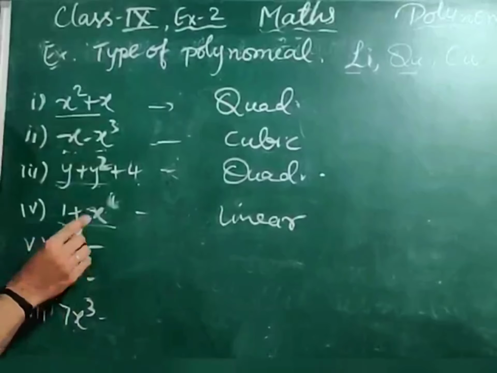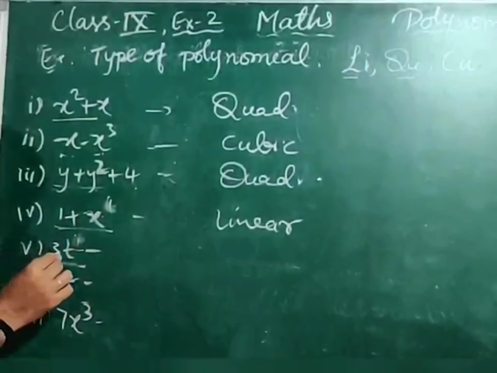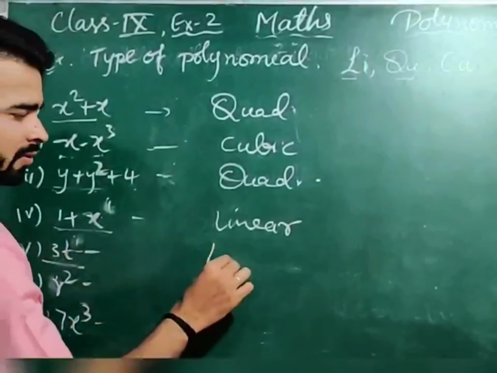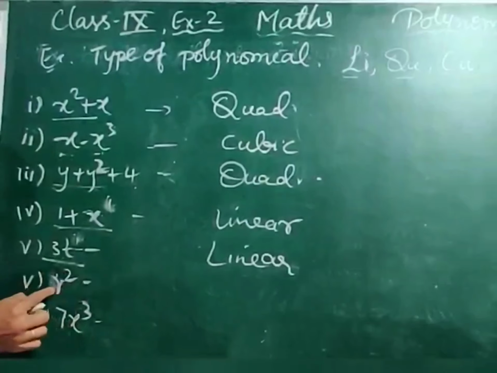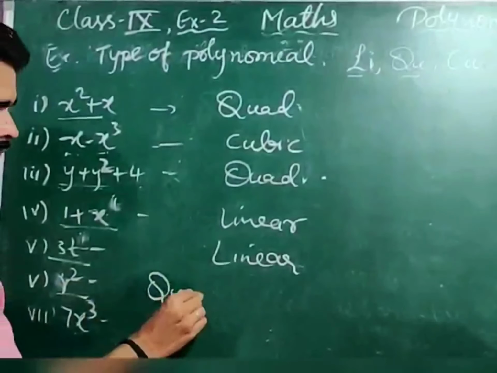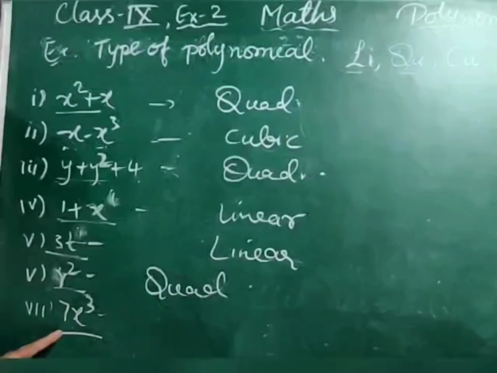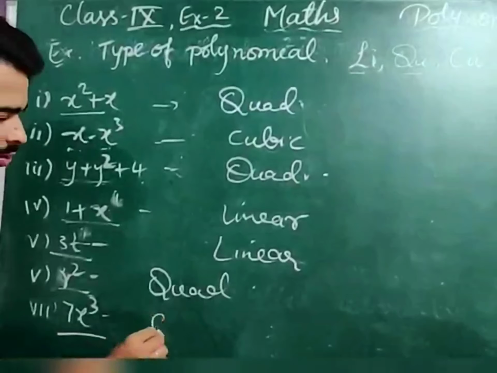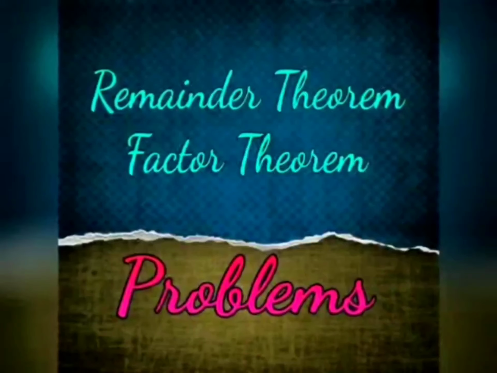Here the highest power is 1, t to the power 1, no power is given, so t to the power 1, and the variable is t, so it is a linear polynomial. And the highest power is 2 in variable r, so it is a quadratic polynomial. And the last one, the highest power is 3, the variable is x, so it is a cubic polynomial. Okay, so I think you understood all of this.